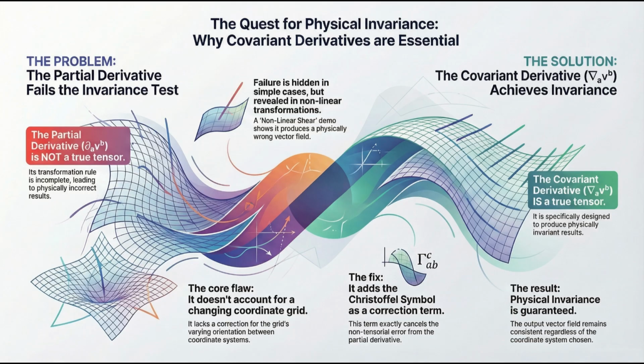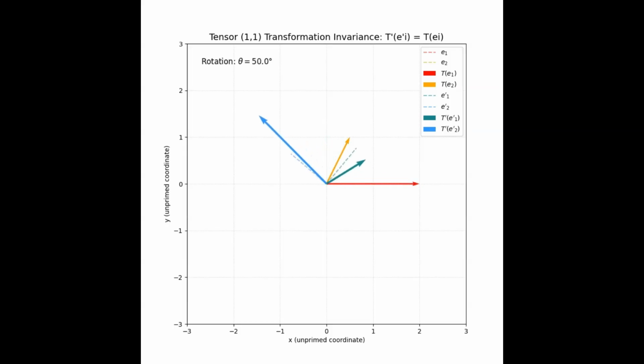Second, you might not even notice this as a problem in simple situations. But once you get into something like general relativity, where space-time itself is curved, using that standard derivative gives you answers that are just plain wrong. And that's because it doesn't account for how the grid is twisting and stretching as you move around.